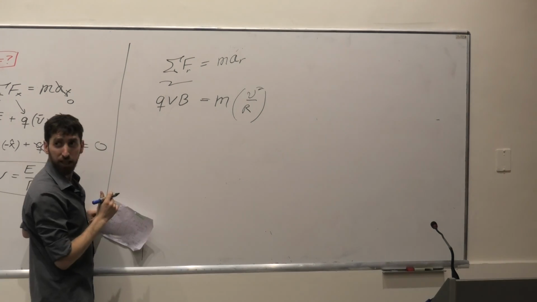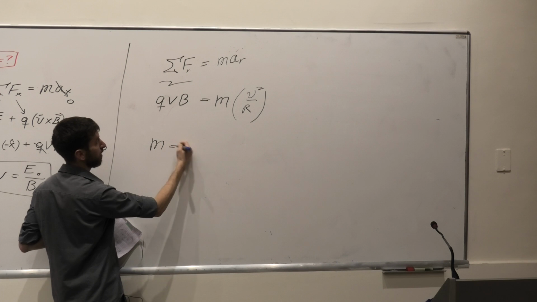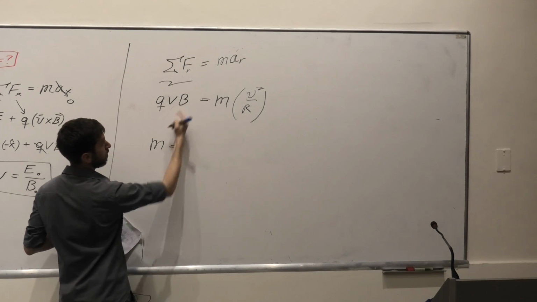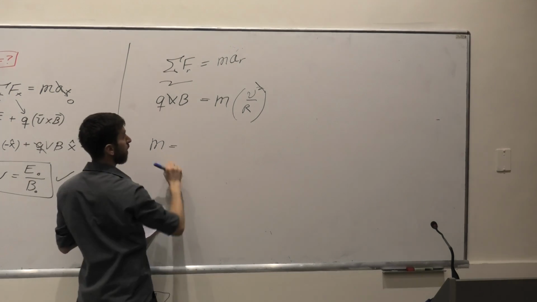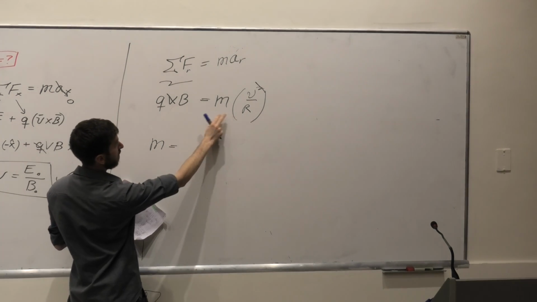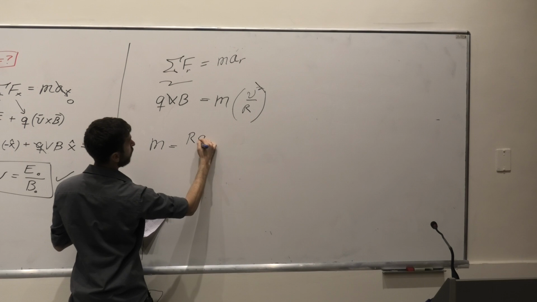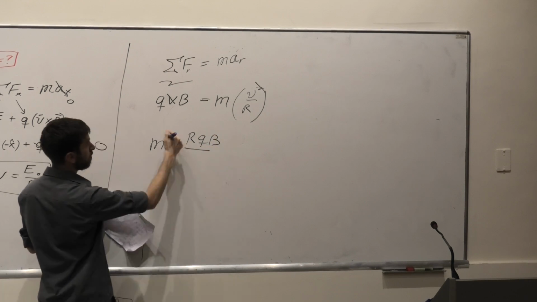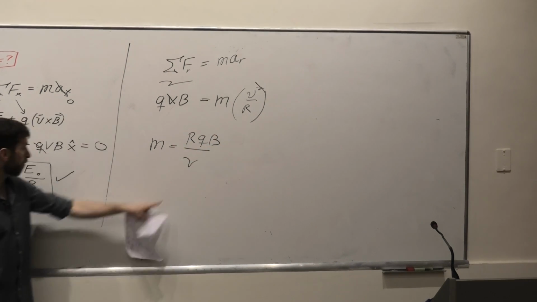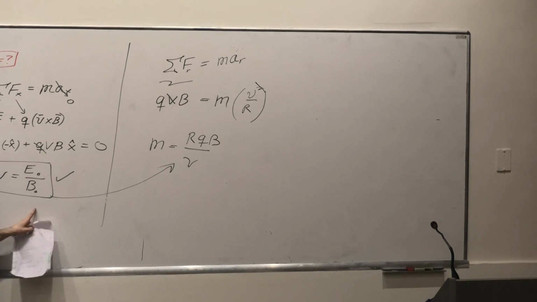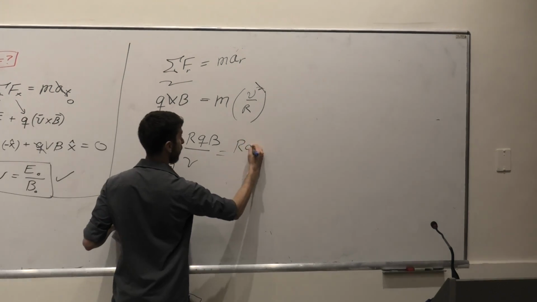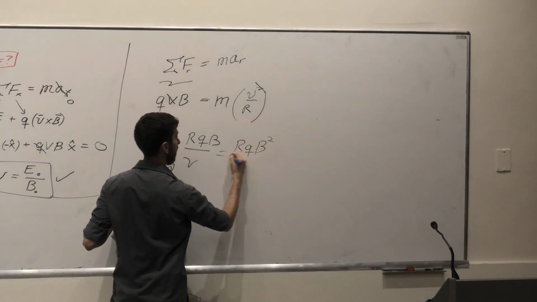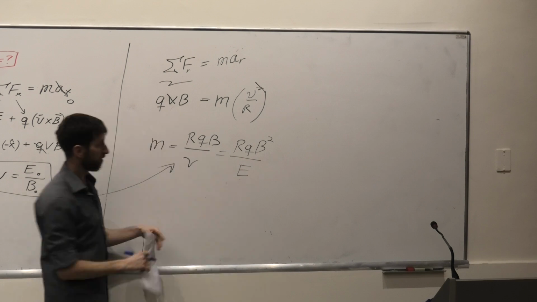And from here I can actually extract the mass, right? The mass is, I can cancel one of the V's, you see it? Cancel one of the V's, and then I'm going to have the mass here, R, Q, B, divided by V, and we already found V, right? We already have it from the previous zone, this part. So from that we have R, Q, B squared divided by E, okay?